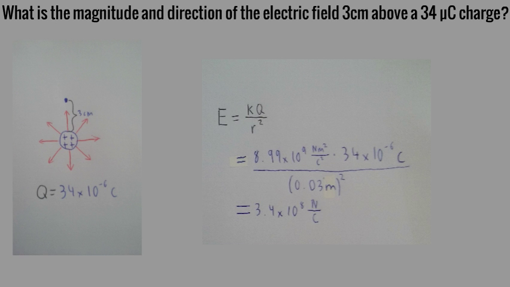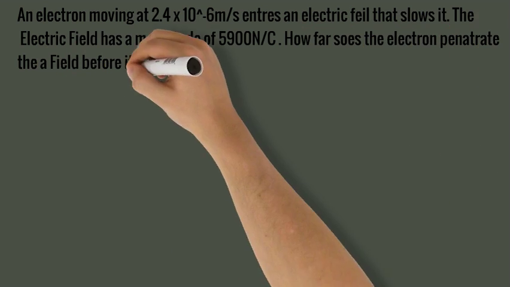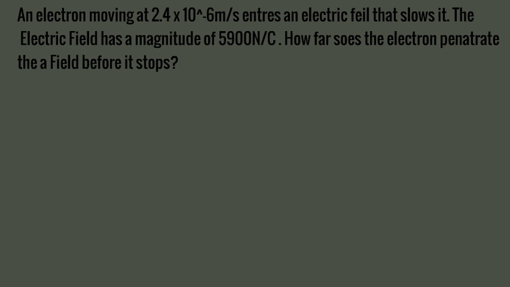newtons over coulombs. An electron moving at 2.4 times 10 to the power of 6 meters a second enters an electric field that slows it. The electric field has a magnitude of 5,900 newtons over Coulomb. How far does the electron penetrate the field before it stops?